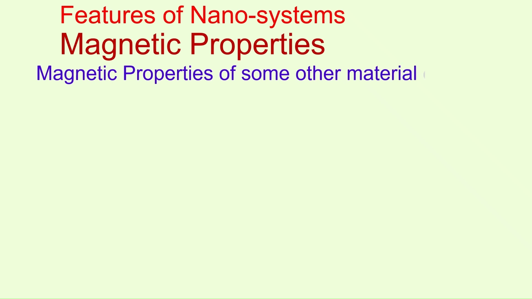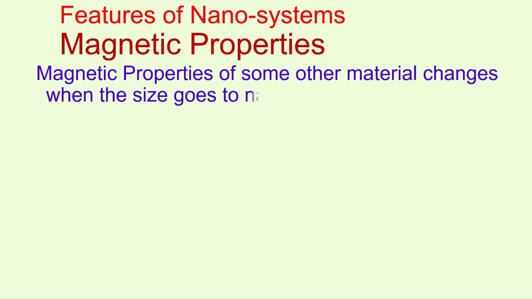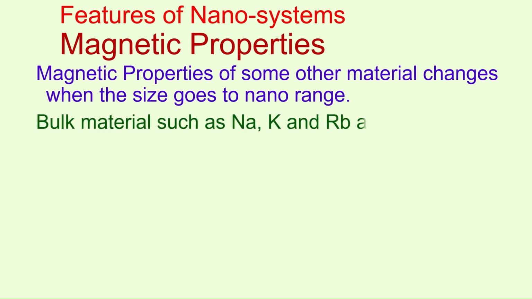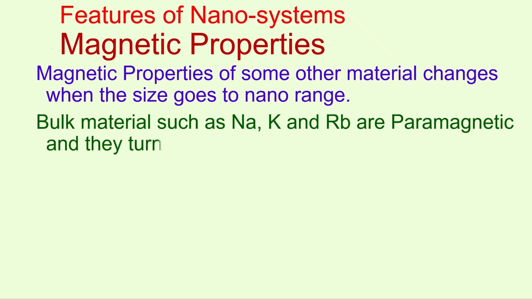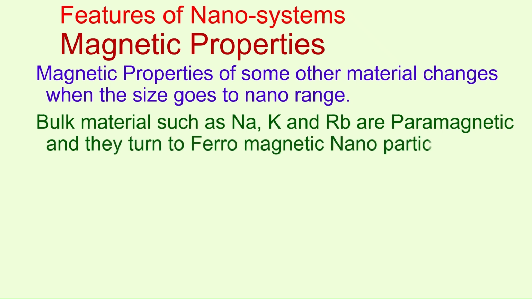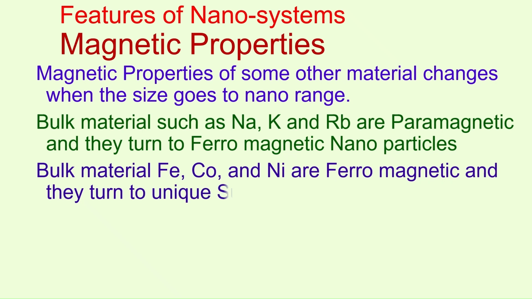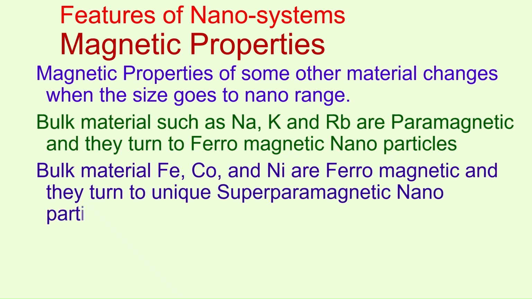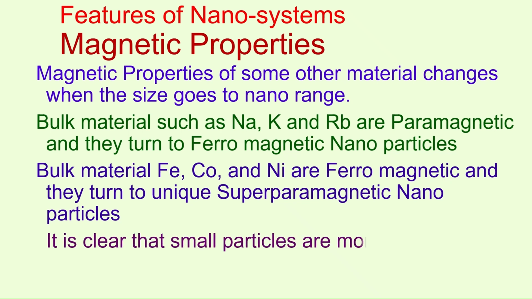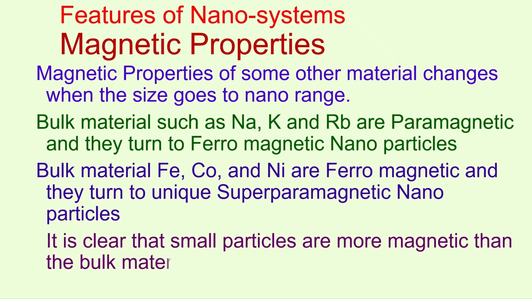Magnetic properties of some other materials change when the size goes to the nano range. Bulk materials such as sodium Na, potassium K, and rubidium Rb are paramagnetic, and they turn to ferromagnetic nanoparticles. Bulk materials iron, cobalt, and nickel are ferromagnetic, and they turn to unique superparamagnetic nanoparticles. It is clear that small particles are more magnetic than the bulk materials.